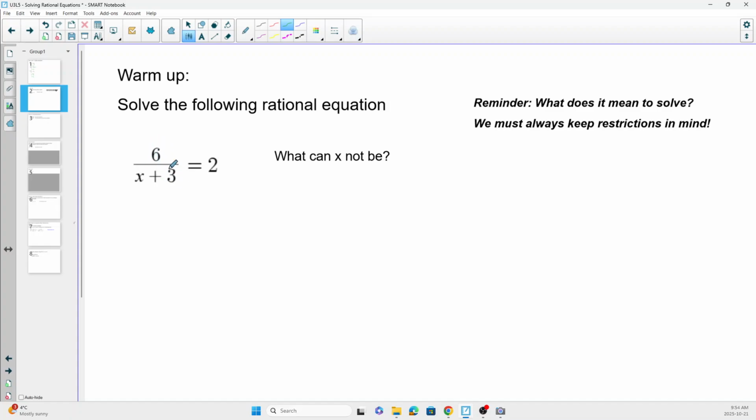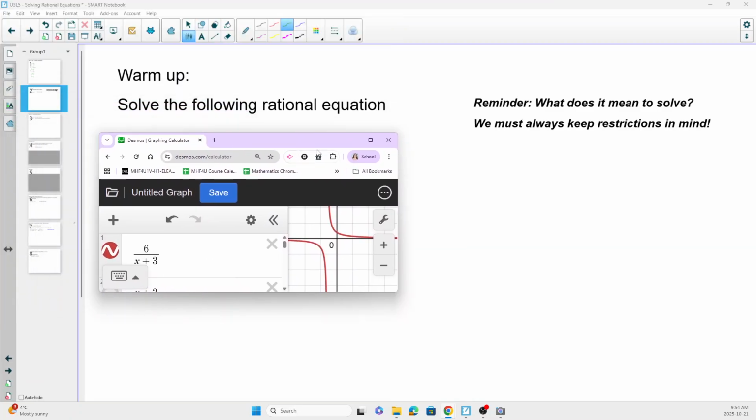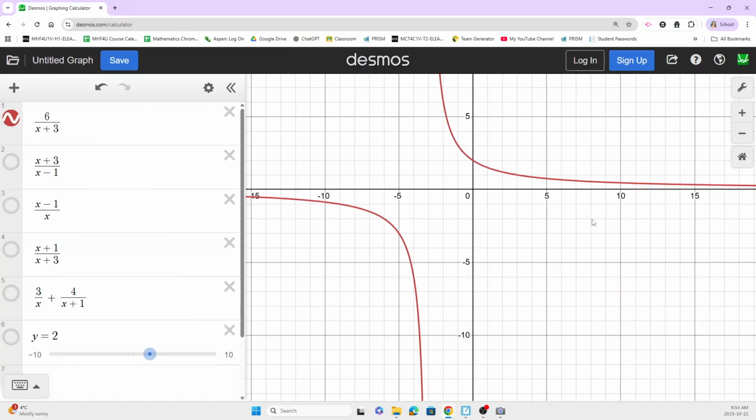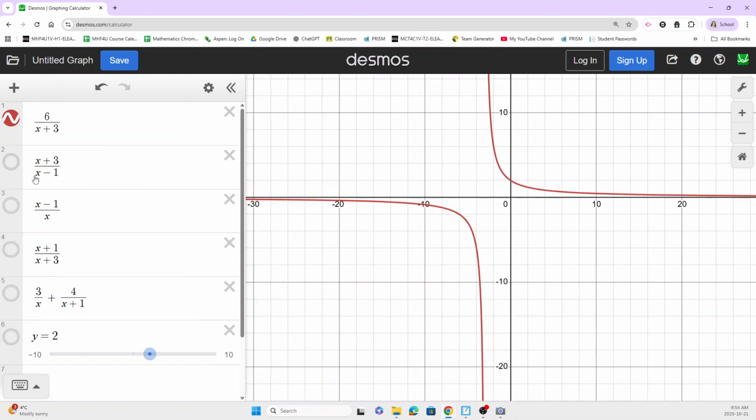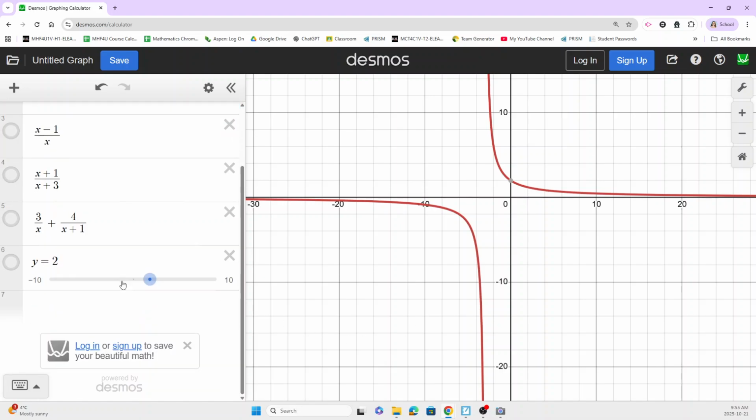It means if we had this rational function, and we could look at it on a graph, 6 over x plus 3. So I already put a bunch of these for the lesson in here. So there's the graph of 6 over x plus 3, and we want to know for what x values does this entire function equal a y value of 2?